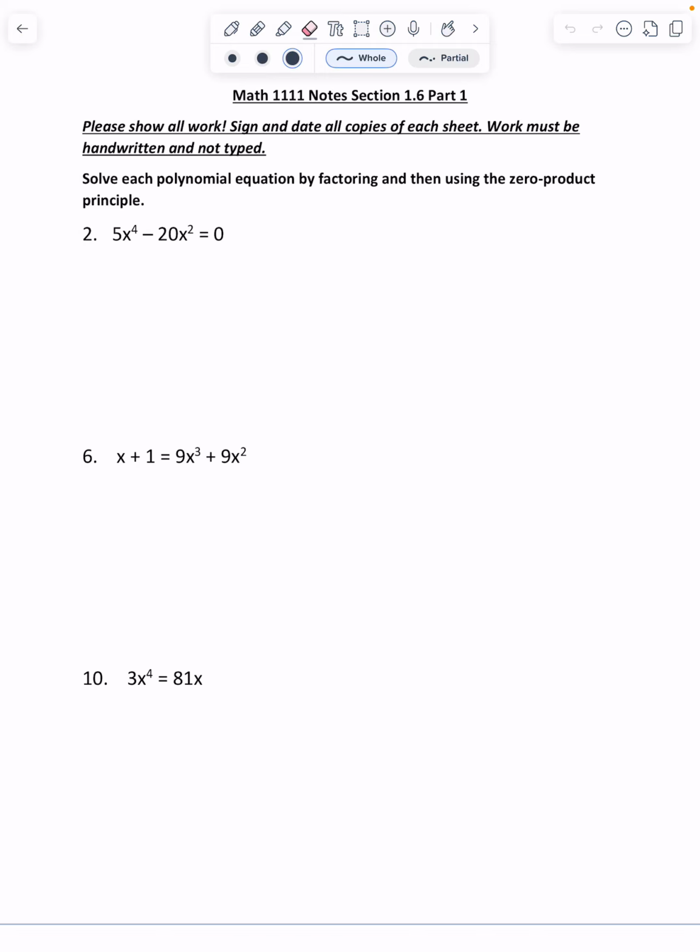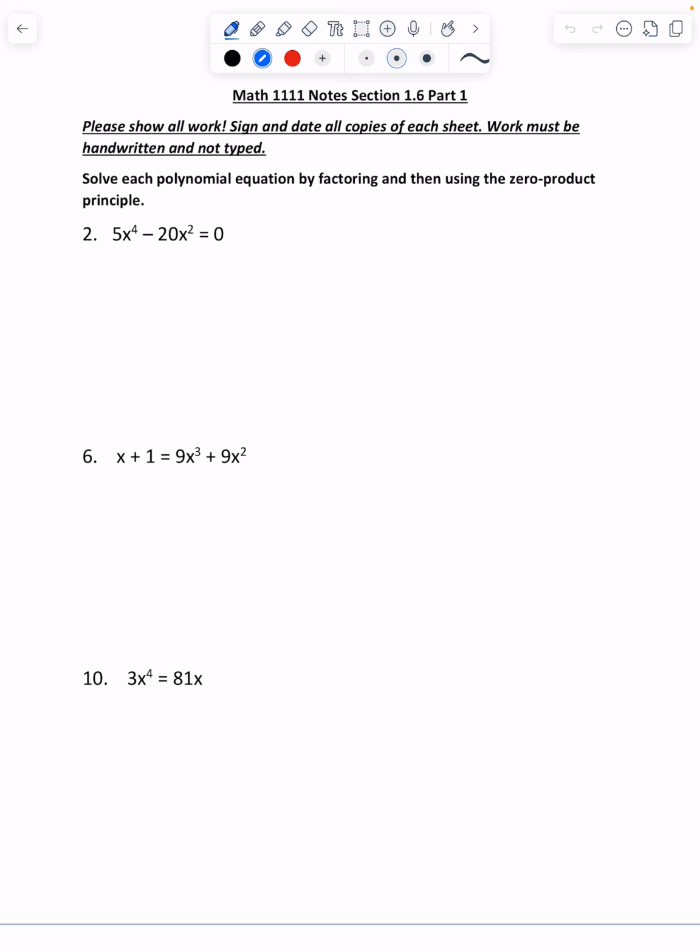In this lesson today, we're going to talk about how we're going to solve other types of equations. So we're going to start off by trying to solve some polynomial equations. We're going to solve them by factoring and using the zero product principle. If you'll recall, the zero product principle states that if I multiply two numbers together and that product is zero, then one of those factors has to be zero.